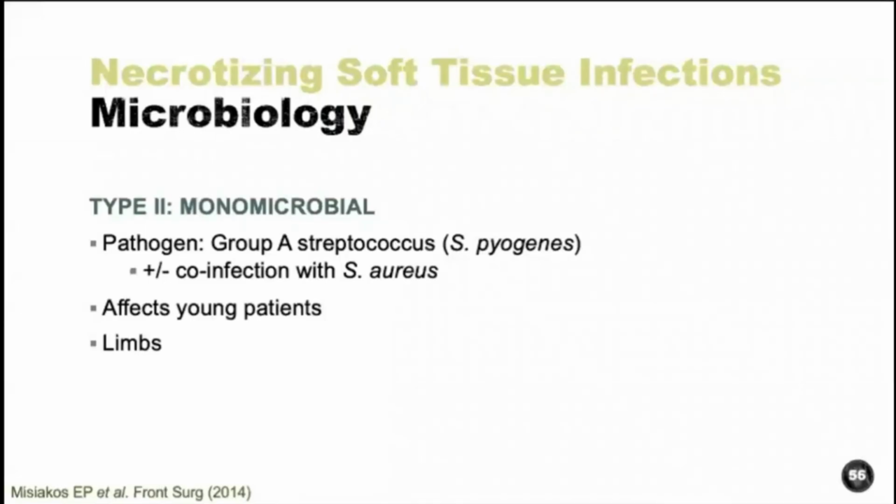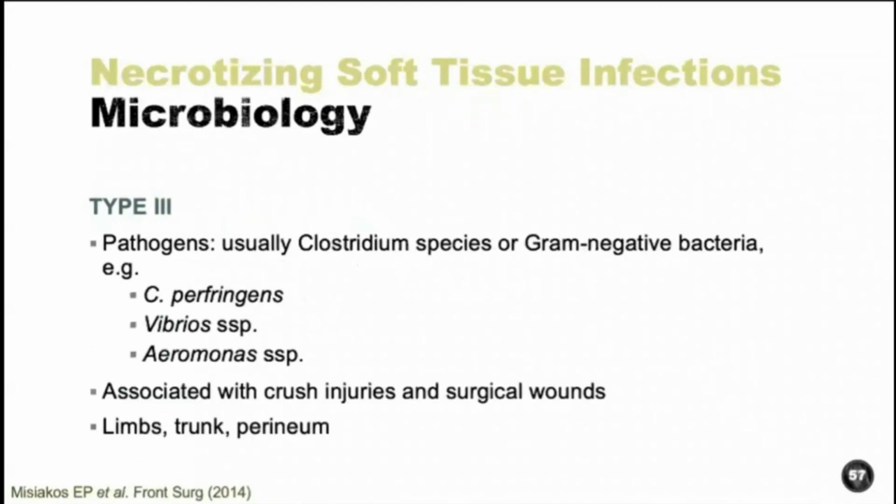Type 2 infections are monomicrobial infections, and these are caused by beta hemolytic or group A strep. This is also known as Strep pyogenes. These diseases are due to virulence factors that are secreted by the Strep pyogenes, and they can also be confounded by co-infection with Staph aureus. So these patients can get very sick. And interestingly, they're often young, healthy patients. So this is the category of patients who have no known risk factors, but present with a very rapidly progressive and concerning presentation. And this type of monomicrobial soft tissue infection tends to involve the limbs.